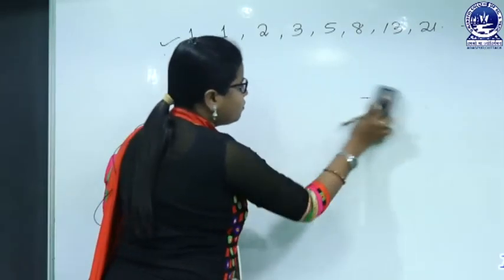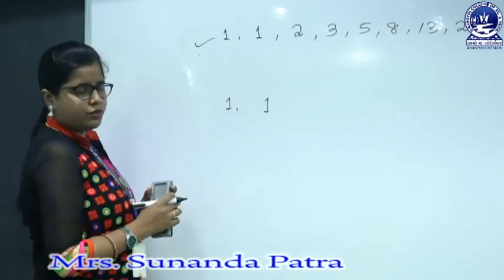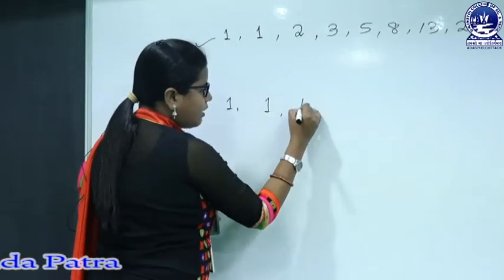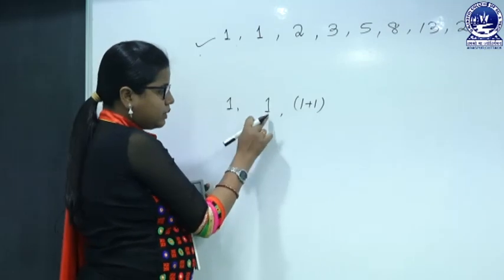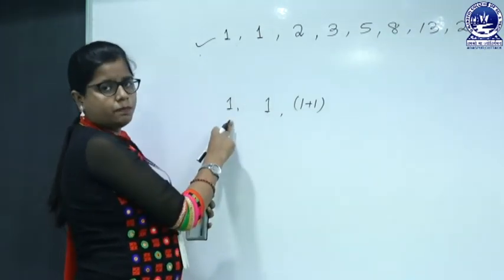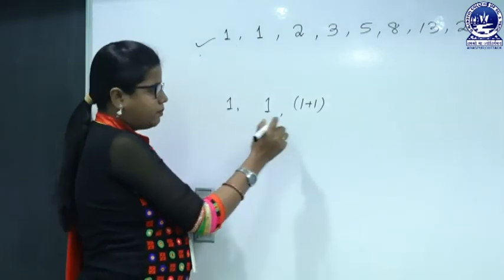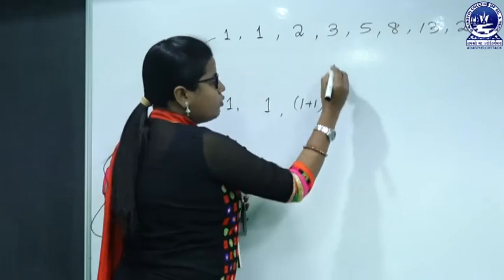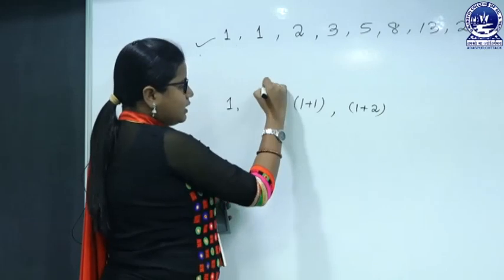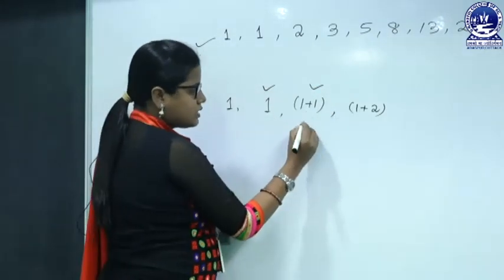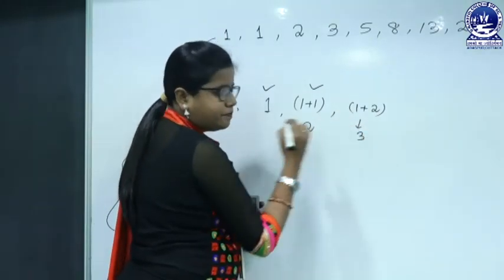So how can we represent the Fibonacci series? Suppose this one is fixed, this one is also fixed. Then for 2 we can write here 1 plus 1. So what is this 1 plus 1? That means this term plus this term. The previous two terms get added and we find the next term. Like that, for 3 we can write here 1 plus 2. This one is 2. 1 plus 2, then we find here 3.